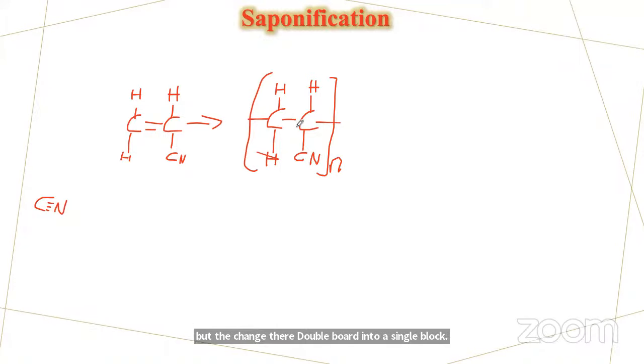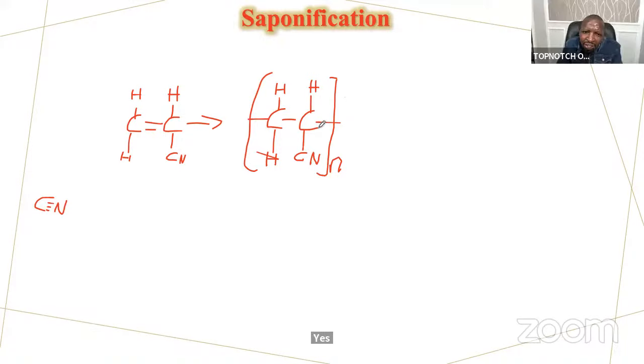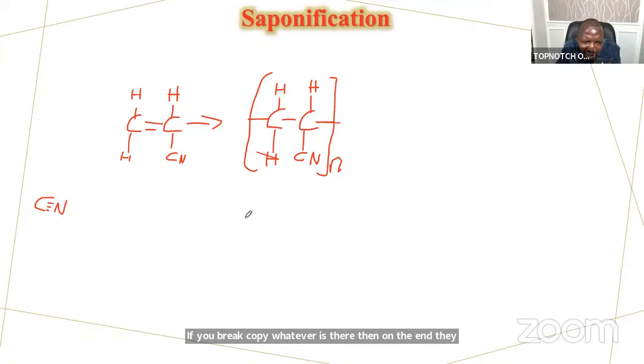Yes. If you break, copy whatever is there. Then on the end, put a dash, dash. That is the polymer. The examiner can tell you to draw three repeating units. Just repeat this thing. You repeat it three times.